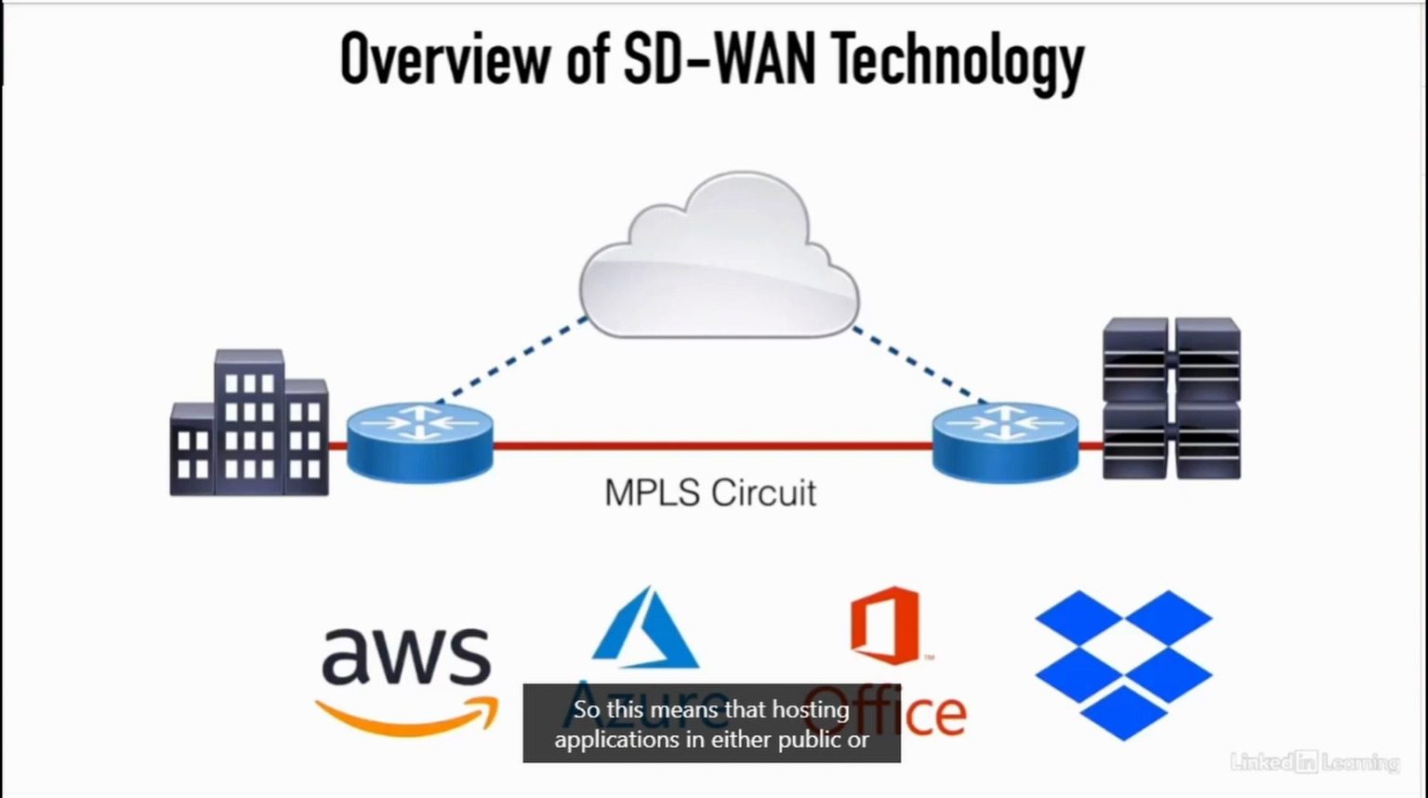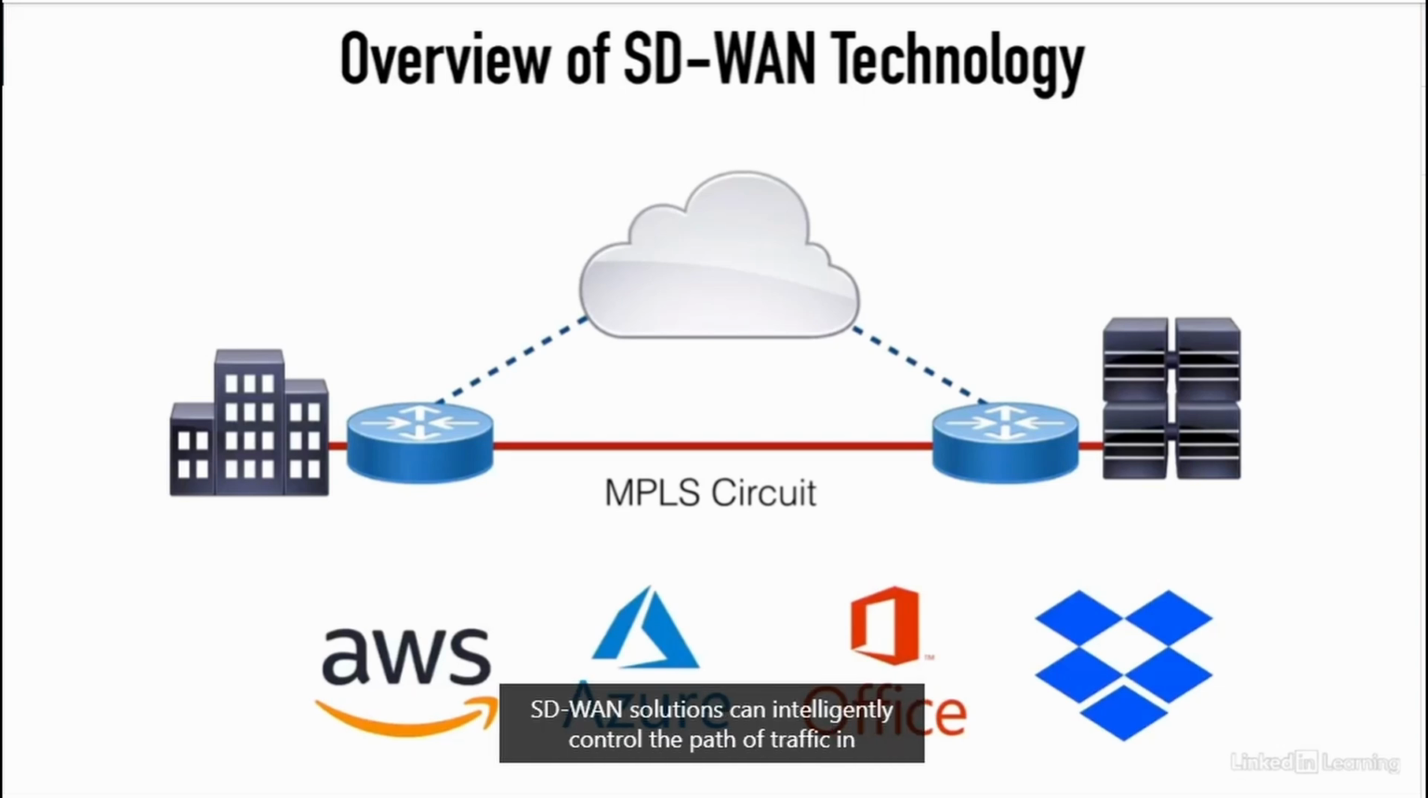So this means that hosting applications in either public or private clouds will allow direct traffic between the cloud application and the branch location. It will allow that rather than backhauling all of the traffic through a central data center. So that's a big reason that we're moving more and more toward SD-WAN.